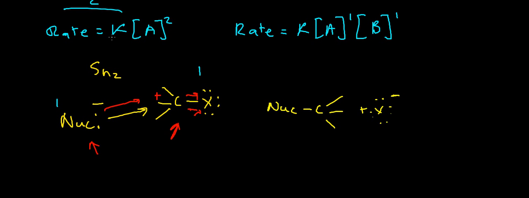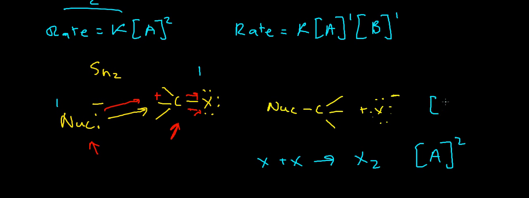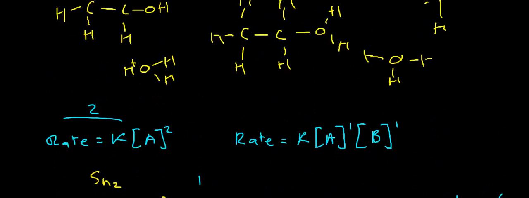If something was reacting with itself, let's just say I had just X plus X gives something like this. Then this would be a second rate order as well, because it's dependent on the concentration of, or I can think of it like this. And the overall rate is 2. But that's just a basic idea of what's going on with the rates.